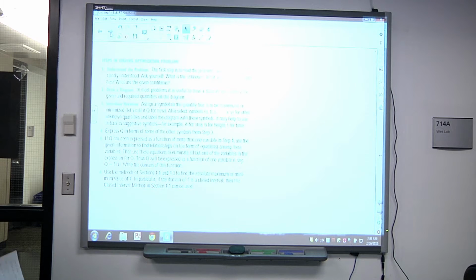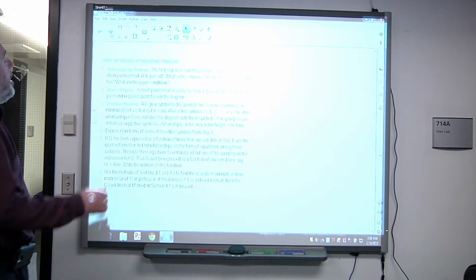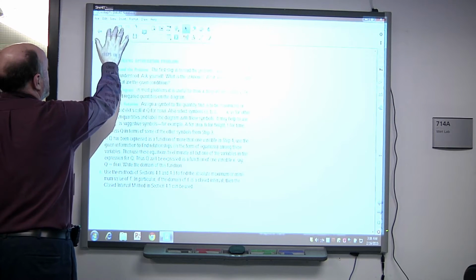So first off, in terms of section 4.7, you get this chart, which is in the book, about how to solve what are called optimization problems. Basically they're going to be word problems. So read the problem, figure out what's going on, draw a picture if it's helpful. Introduce notation, symbols, so x, y, whatever. Express it in terms of only one unknown, and solve it by using a derivative. So let's look at an example of how this works.